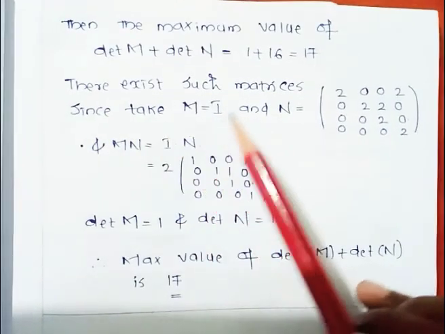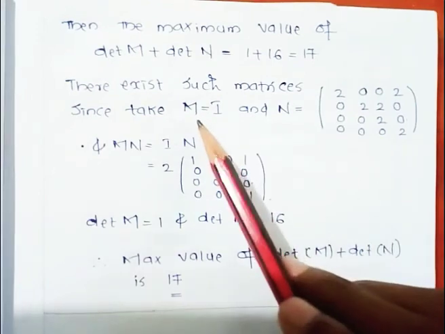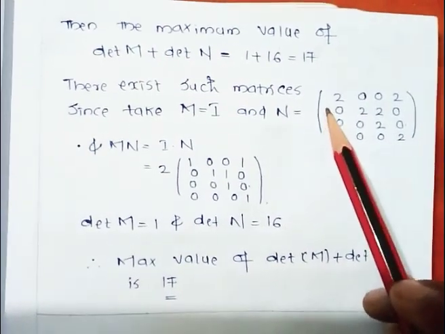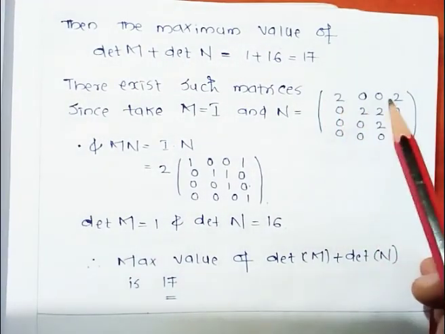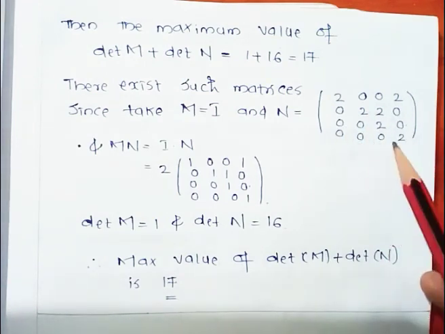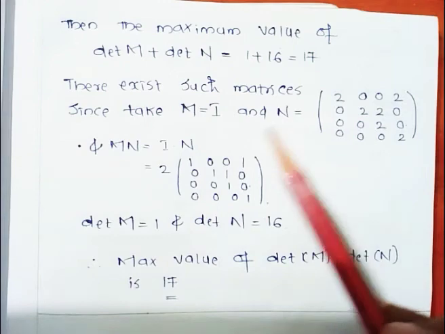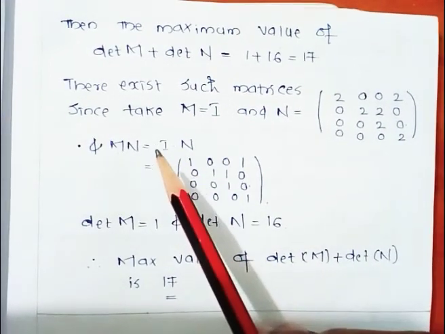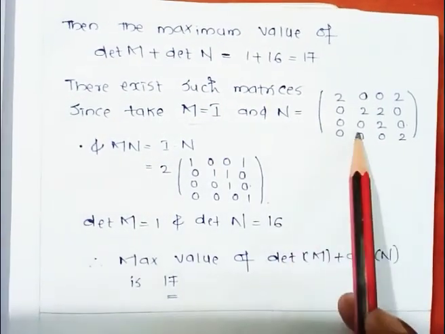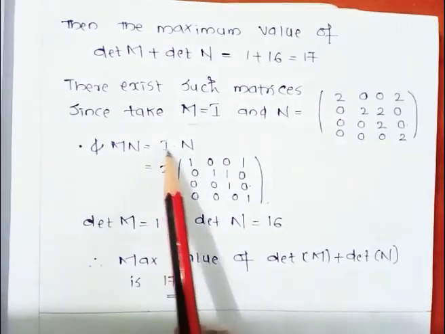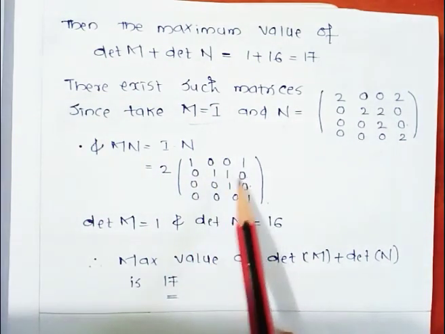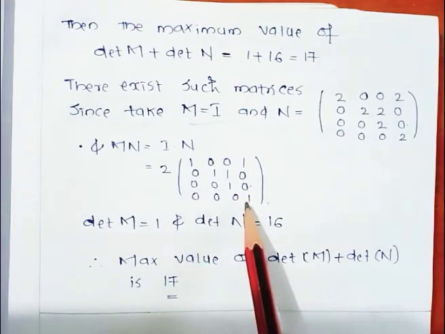So there exist such matrices since we take M is equal to I and N is equal to the given matrix, that is 2 0 0 2 0 2 2 0 0 0 2 0 0 0 0 2. Then MN, to satisfy our given condition by taking M equal to I and N equal to this matrix, we get MN is equal to I into N, which is equal to 2 times 1 0 0 1 0 1 1 0 0 0 1 0 0 0 0 1.